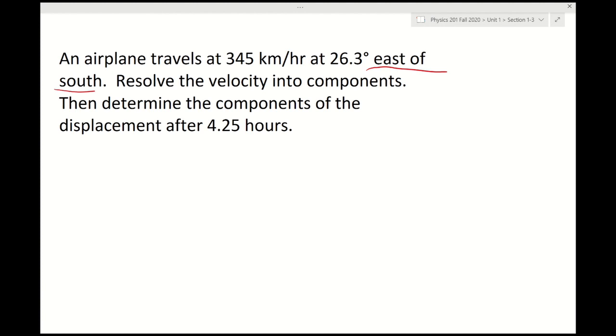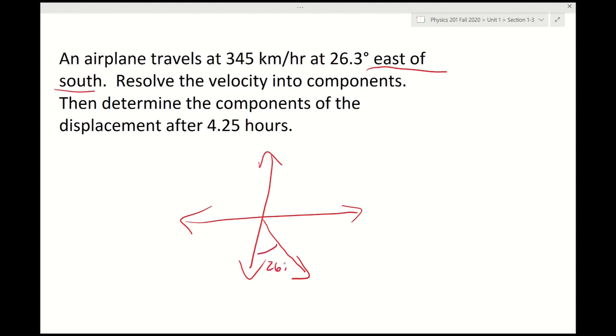So 26.3 degrees east of south. Well, let's think about a coordinate plane. Down would be our south direction. So east of south would be going rather this way. If we say southeast, we simply say southeast. That implies exactly 45 degrees that we're splitting that quadrant.